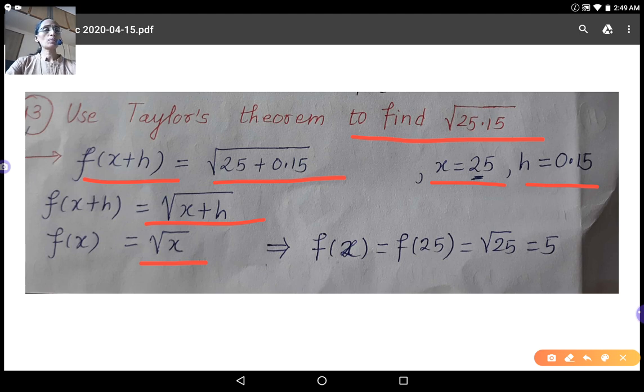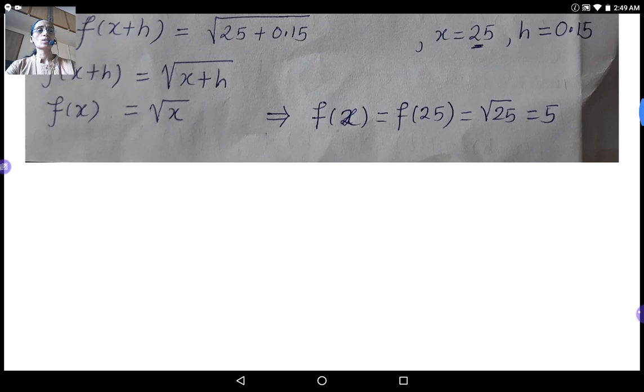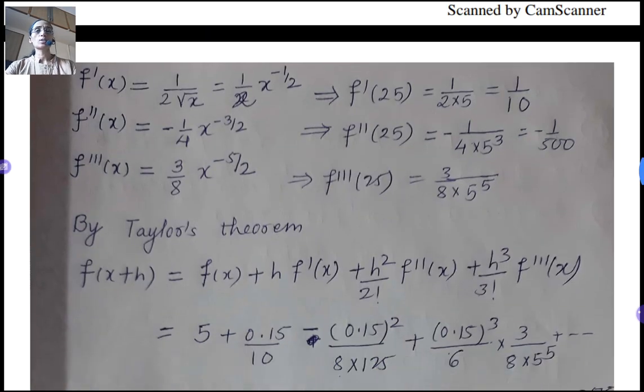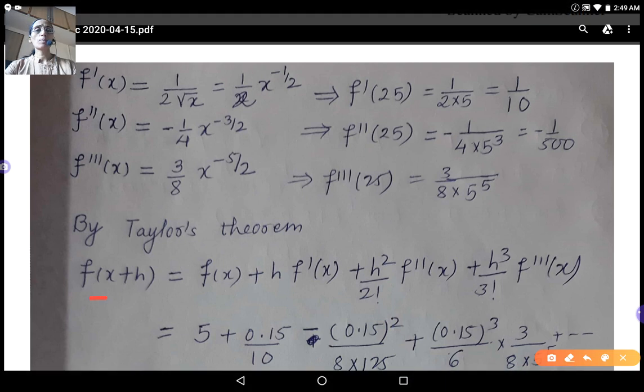So what will we be doing now? Let us solve, friend. Now which form will be easy for us to use? F of x plus h. Taylor's theorem for f of x plus h. This form is used: f of x plus h is equal to f of x plus h into f dash x plus h square upon 2 factorial f double dash x plus h cube upon 3 factorial f triple dash x and so on.